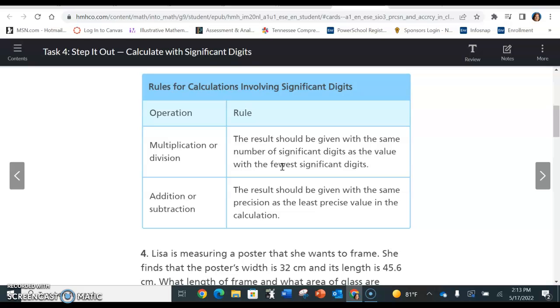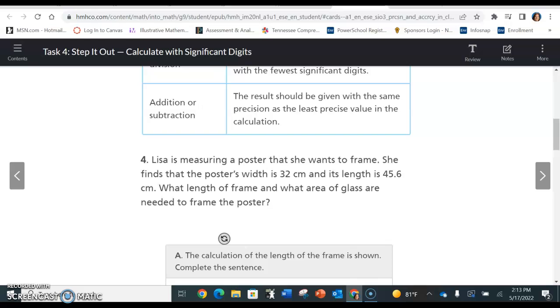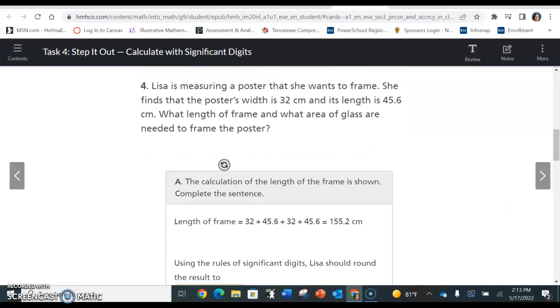All right, addition or subtraction. The result should be given with the same precision as the least precise value in the calculation. All right, so if you have a number like 2 and you have a number like 2.3, 2 is less precise than 2.3. So your answer should be given with the least precise value.